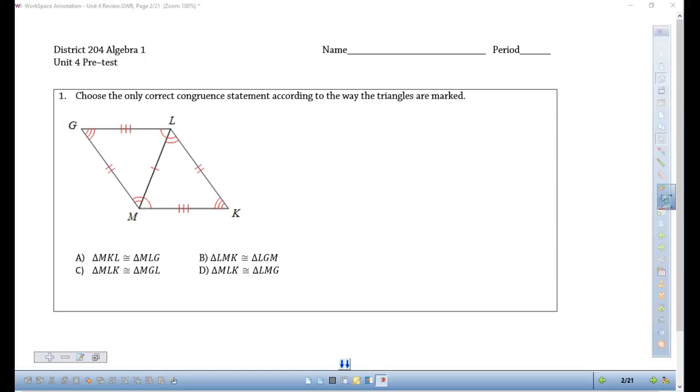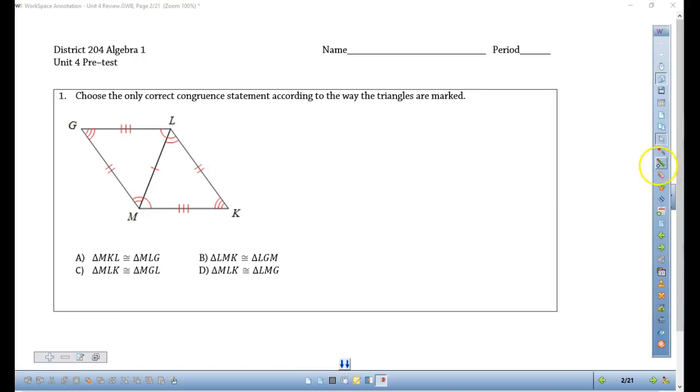Hi guys, hope you felt confident when you took your stab at the Unit 4 pre-test after all the hard work you've done this unit. So let's go over it, see how you did, and then you can correct any misunderstandings and practice before you take the test tomorrow.